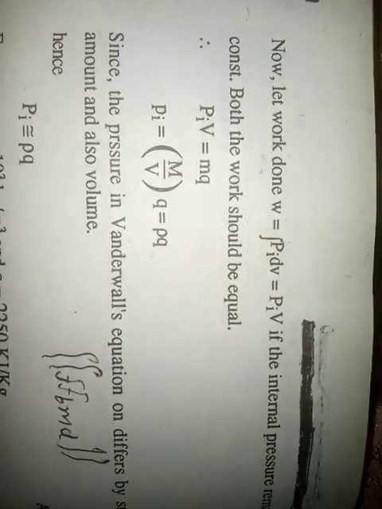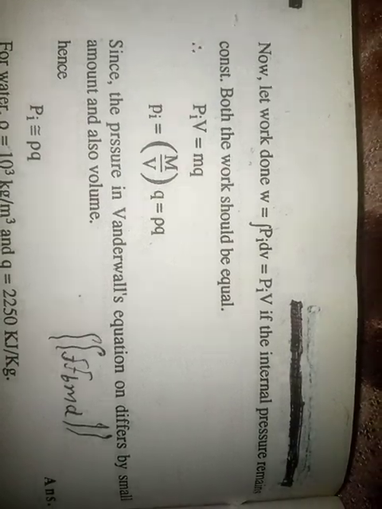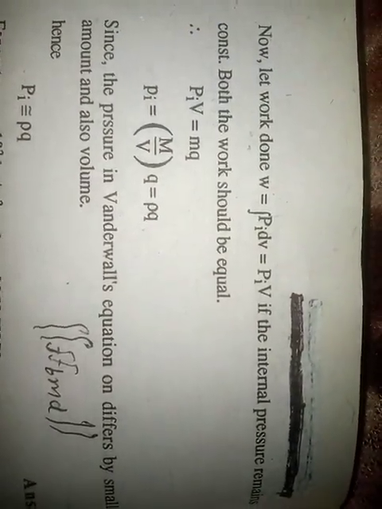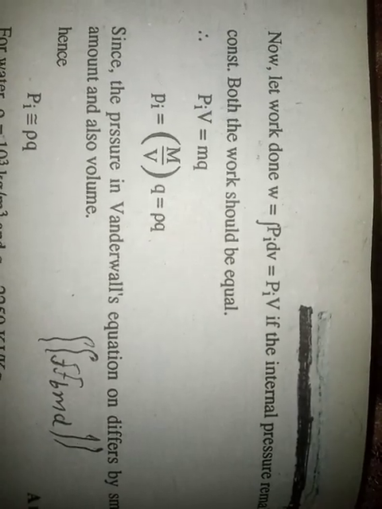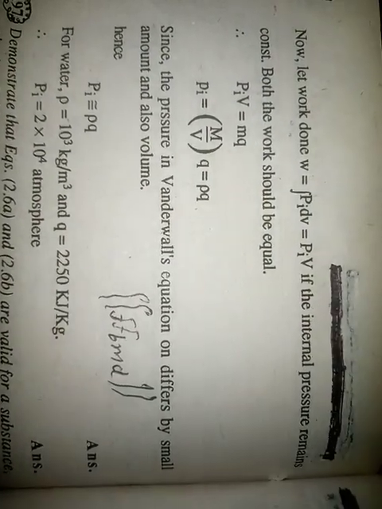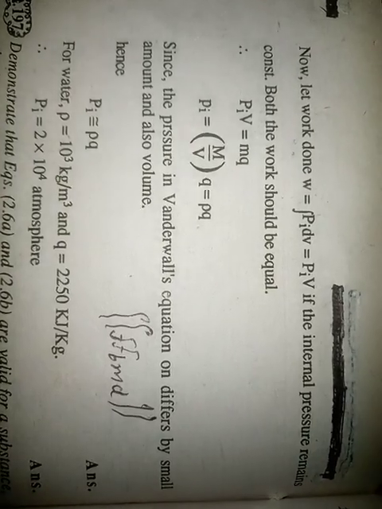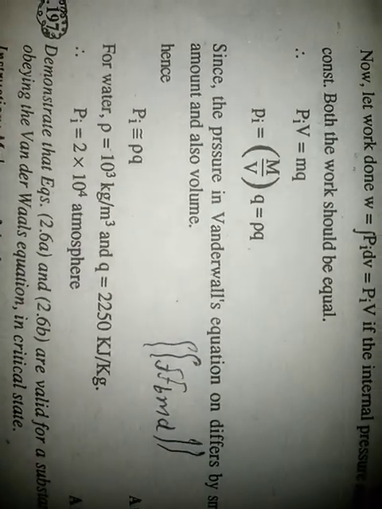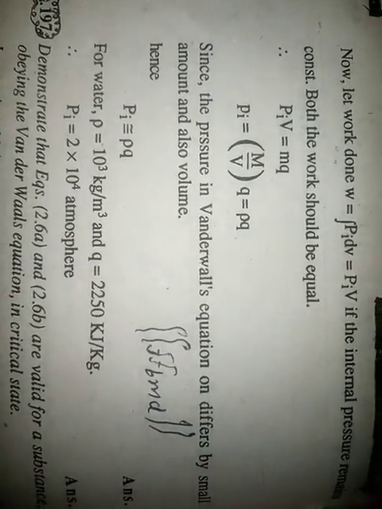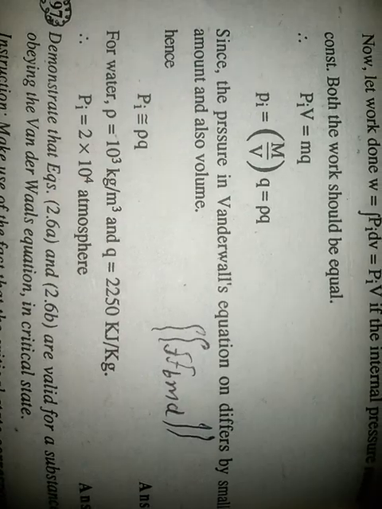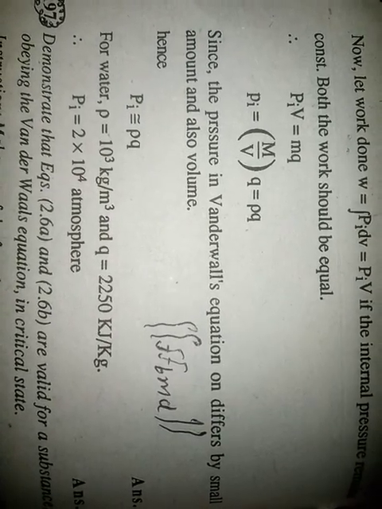Now let the work done W equal the integration of Pi dV, or equal to Pi V if the internal pressure remains constant. Both the work should be equal. Hence Pi V equals M into Q, or Pi equals M by V into Q, or equals rho Q. Since the pressure in the van der Waals equation differs by a small amount, and also the volume, hence Pi is equivalent to rho into Q. For water, rho equals 10 to the power 3 kg per meter cube and Q is equal to 2250 kilojoule per kg. We get Pi equals 2 into 10 to the power 4 atmospheric.